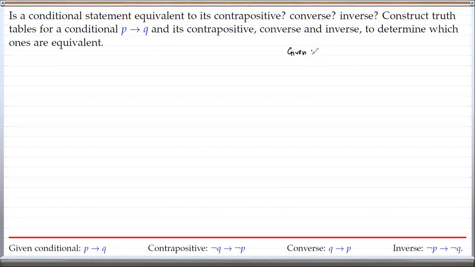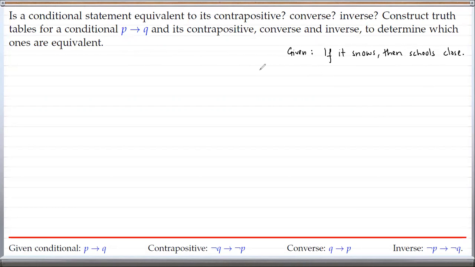Let's say we have a given conditional. If it snows, then school closes, or then schools close. So let's say we are given this conditional.